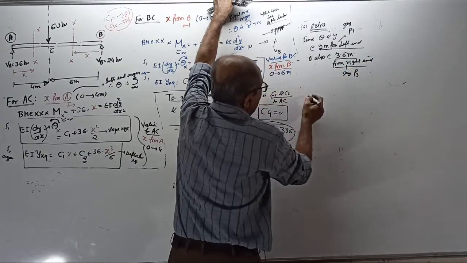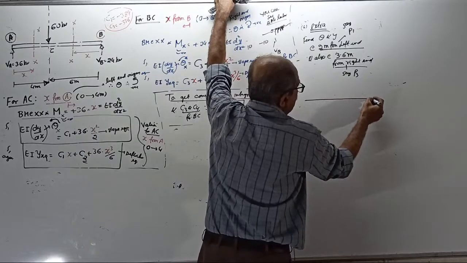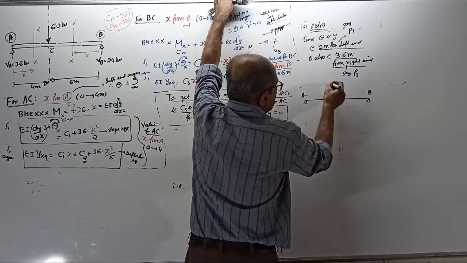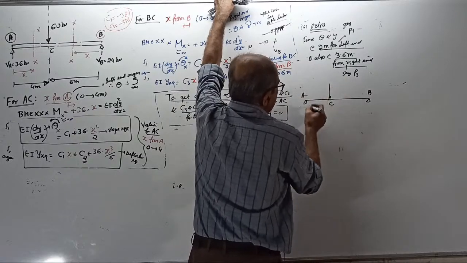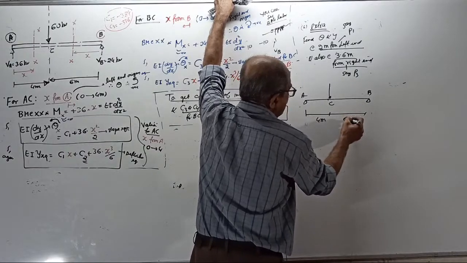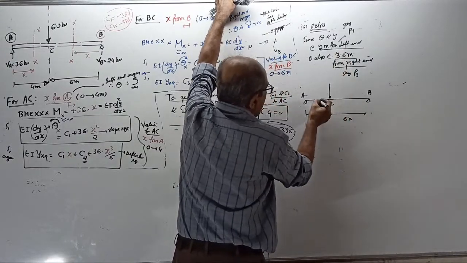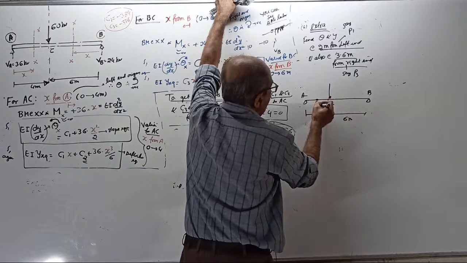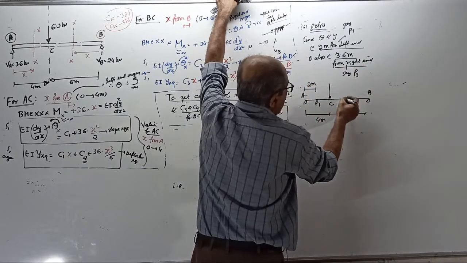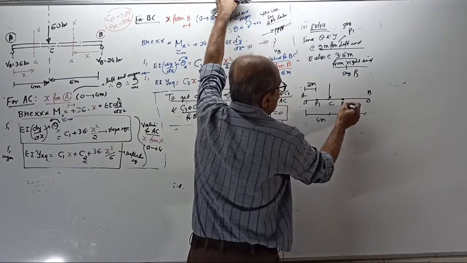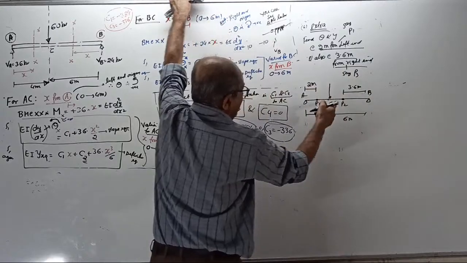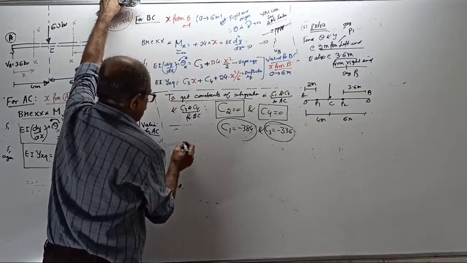Mark it here. This is the beam, A and B. Load is somewhere here. This is C. This is 4 meter. This is 6 meter. Now they want one point here, P1. Where is it? 2 meter from here. One more point they want here, P2, at 3.6 meter from here. See correctly. Tell the answer.